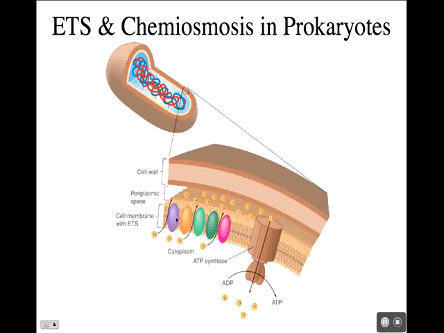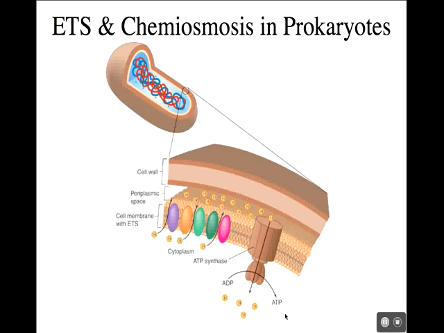Here's the cell membrane. Here are the electron transport system proteins, right? NADH would deliver its electrons. The electrons would travel down to oxygen. You have the pumping of the protons. The protons accumulate in the periplasm instead of in the inner membrane space of the mitochondria. Other than that, it works the same. Protons build up proton motive force. They come down through ATP synthase and synthesize ATP. Really, the only difference is location. ETS and chemiosmosis occur in the plasma membrane of prokaryotes instead of the mitochondrial inner membrane.